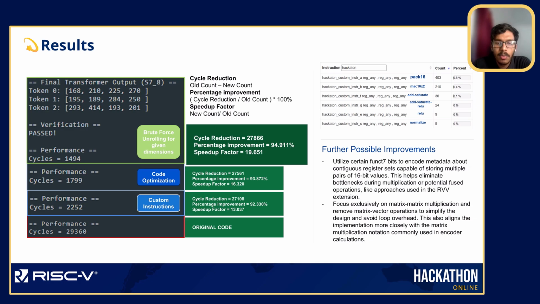As a further possible improvement, I thought we could use funct7 bits to encode a way to use continuous sets of registers to have more pairs of int16, so that we can do more parallel multiplication and have a better throughput. Secondly, we can focus on matrix to matrix multiplication instead of matrix to vector, because it has fewer loop counters, less loop overhead, and generally is a simpler code design.